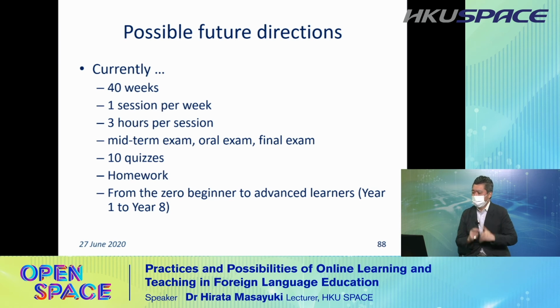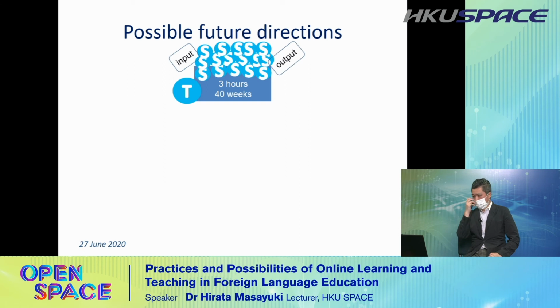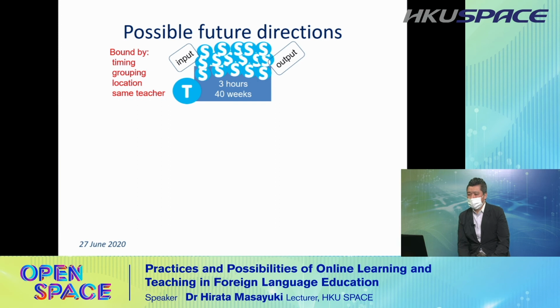All right, so the possible future directions I want to suggest. Currently, we have 40 weeks, 1 session per week, 3 hours per session, midterm exam, 10 quizzes, homework, and so on. This is my suggestion for the further development of online courses. At the moment, we have 3-hour, 40-week sessions in one wagon run by one teacher. Input, output, all together. We just put the students in one basket. So that's bounded by timing and also grouping, location, and the same teacher.